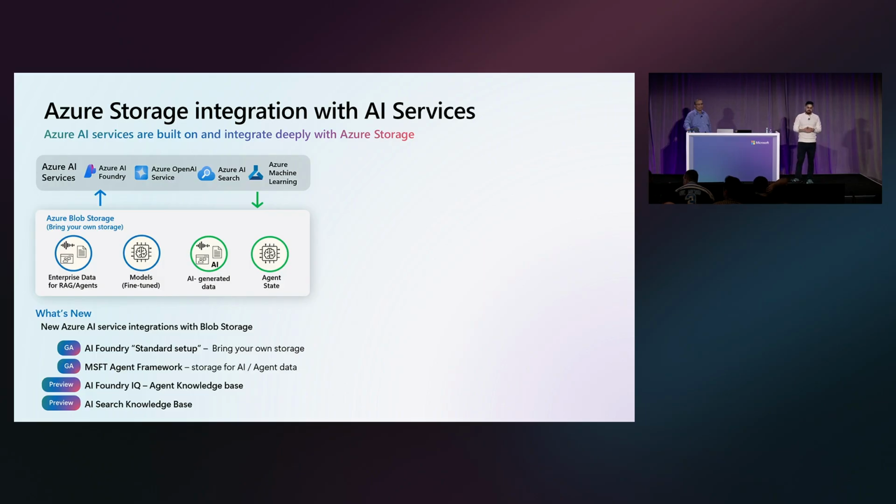So we essentially have AI Foundry standard setup that went GA recently. And now you can bring your Azure Blob Storage accounts to AI Foundry for storing your agent outputs as well, in addition to bringing your data. We also just saw Knowledge Base, which is working with Foundry IQ, which is in preview.